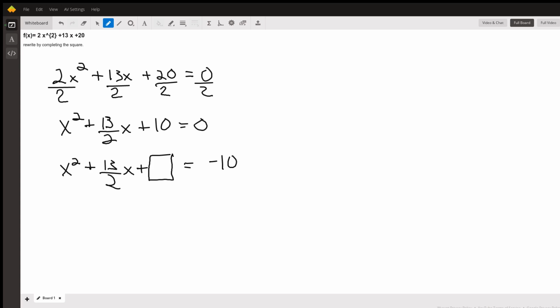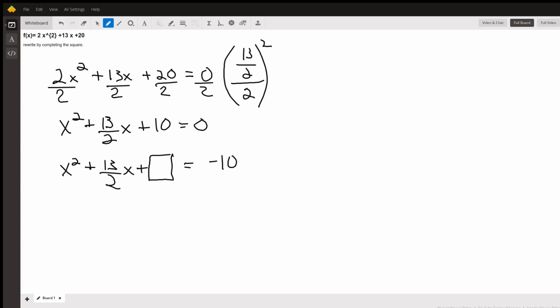Okay, and let's complete the square. I'll try and squeeze it in here and then rewrite it. So let's see, I've got my b term here. That's 13 over 2. And I'm going to divide it by 2 and then square the whole thing.